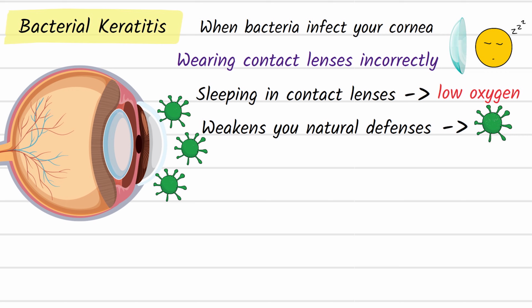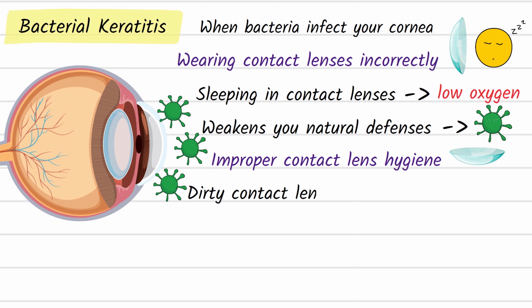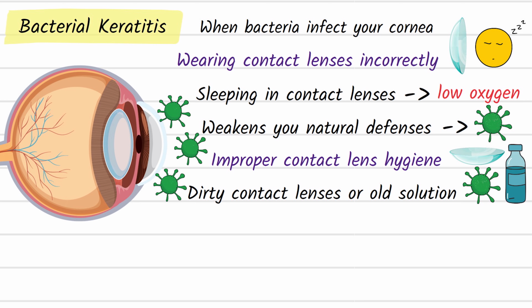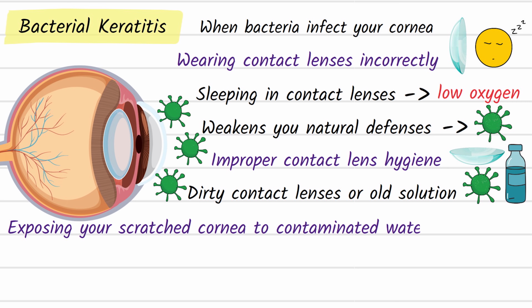Another common cause is improper contact lens hygiene. If you don't clean your contact lens case regularly or you use old solution instead of fresh solution, you are basically inviting bacteria to the party. Bacterial keratitis can also happen if you scratch your cornea and then expose that scratch to contaminated water or dirt. Even a tiny scratch is an open door for bacteria.